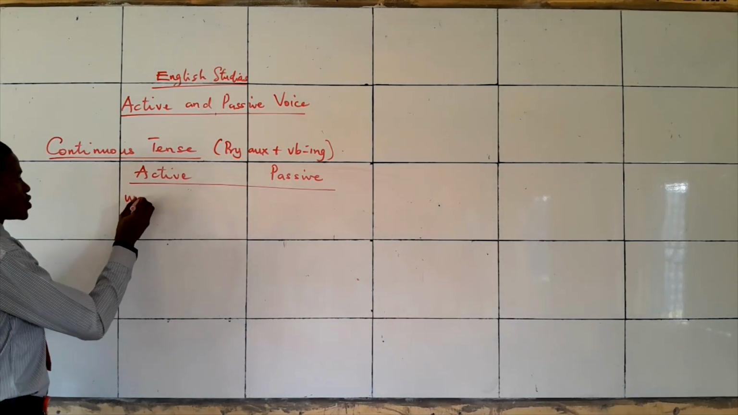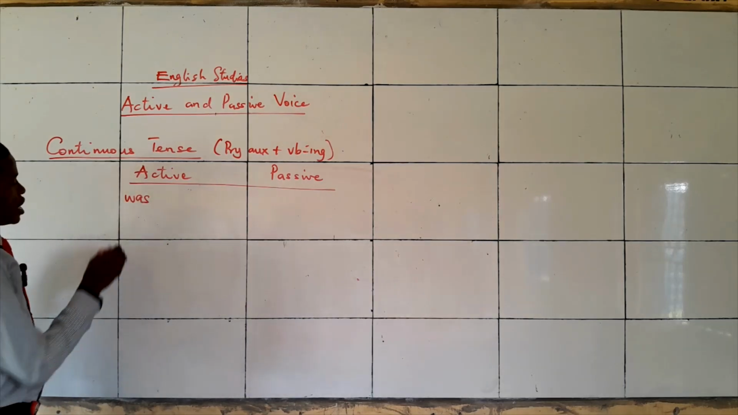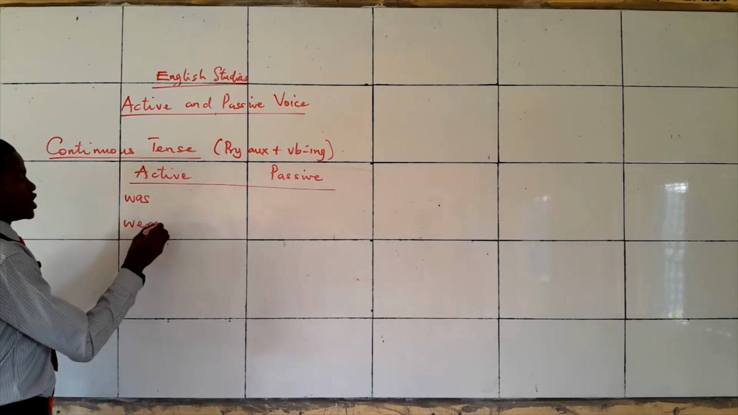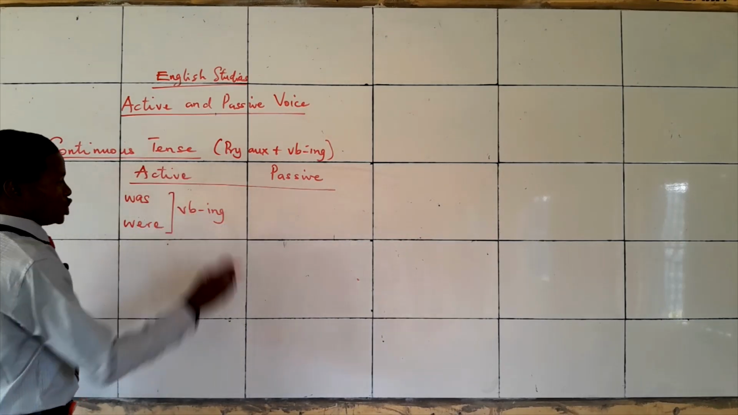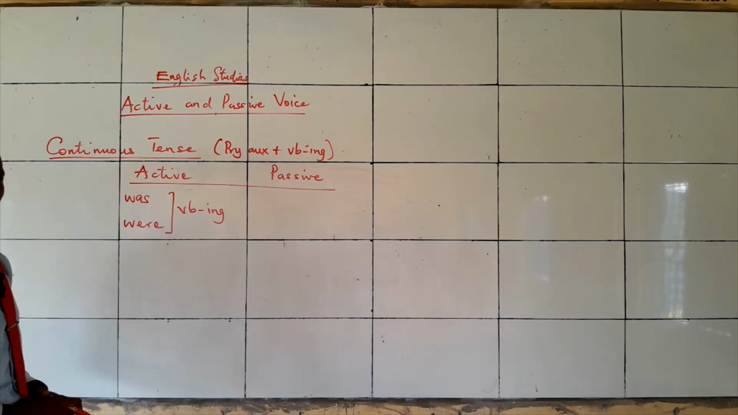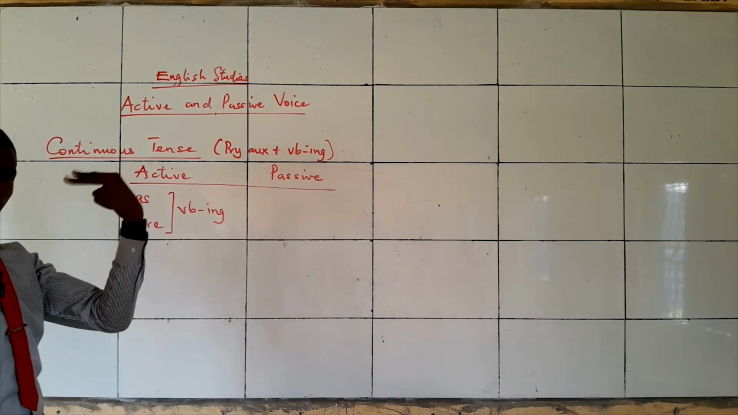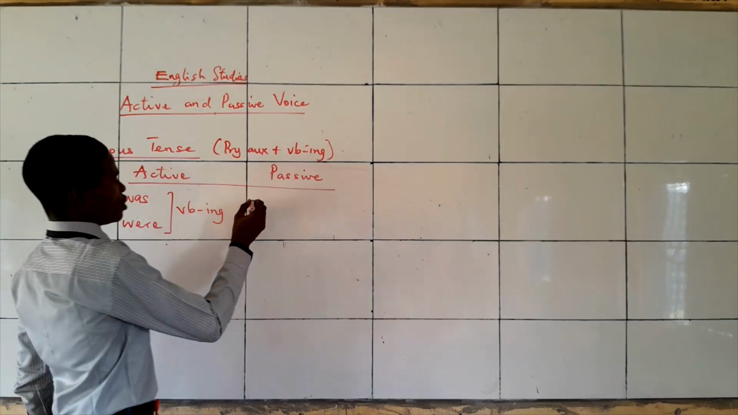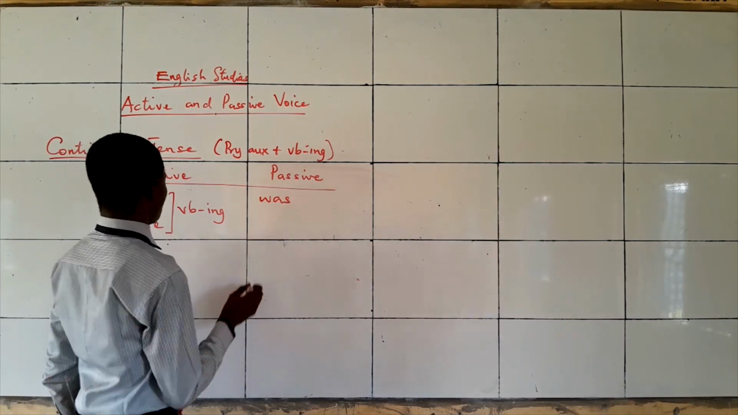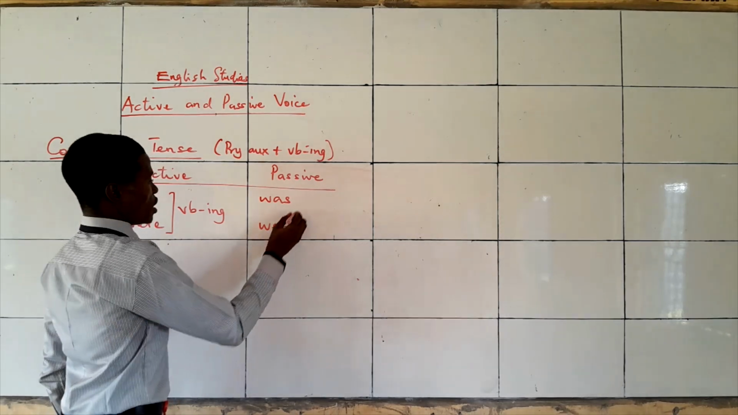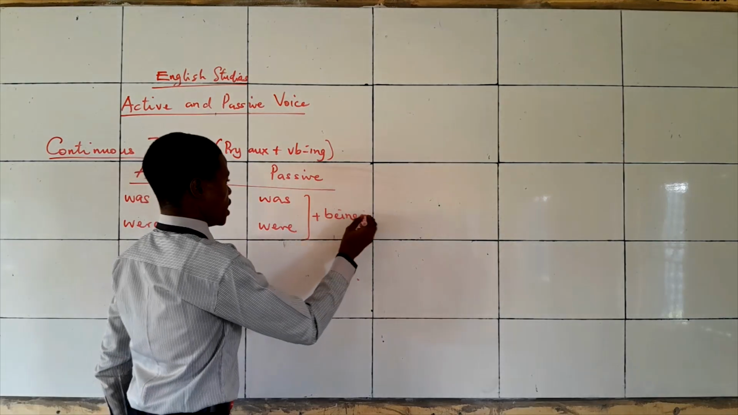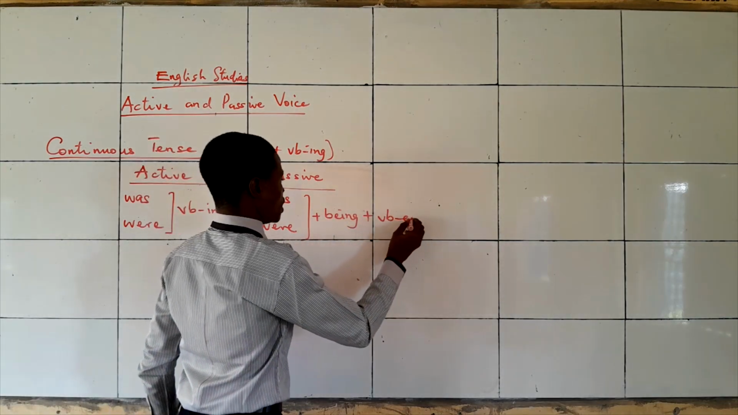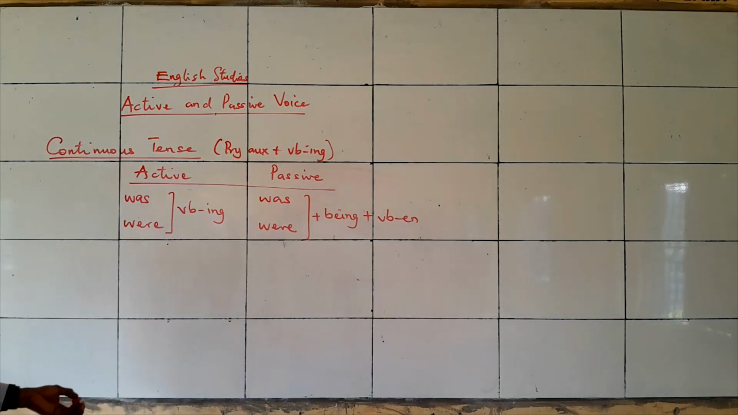We have was, if it is singular, and we have were, if it is plural. These two will be plus verb ing. The passive uses the same logic as the previous one. It is very simple. We just say was and were plus being and plus verb en. As simple as that.